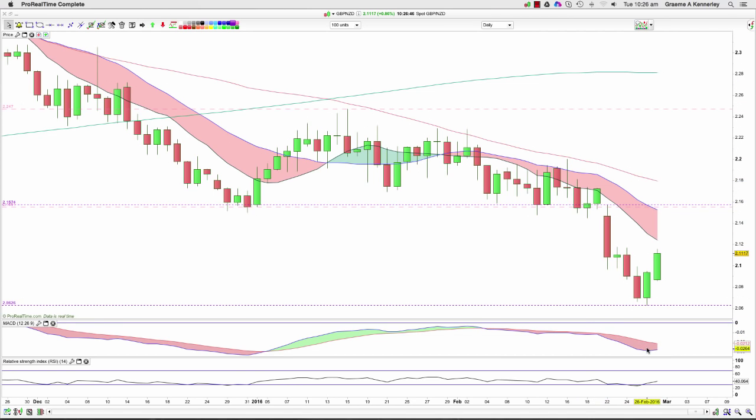Nice convergence to the short side on both the MACD and the RSI, allowing for the possibility that tomorrow's action might well see a small trigger candle in the sell zone, signaling a return to the prevailing trend, which is to the short side. This, ladies and gentlemen, is where we make our money.